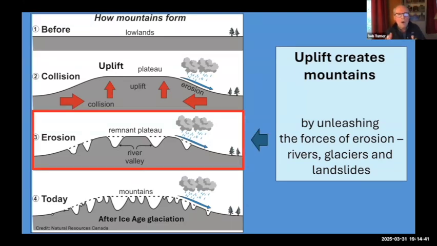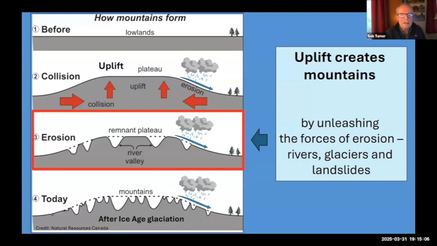With time, river valleys will be carved, as we're here in this third circumstance. And some mountain ranges are at this stage today. The Andes are a great example where remnant parts of the plateau that was uplifted are still there between the river valleys. The Altiplano is a famous example of an elevated plateau bound by mountains.